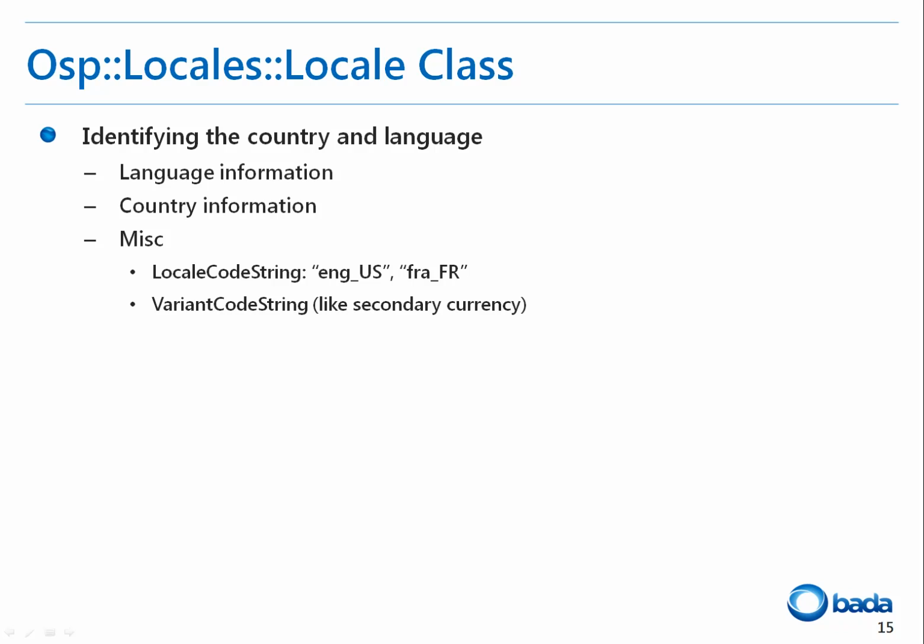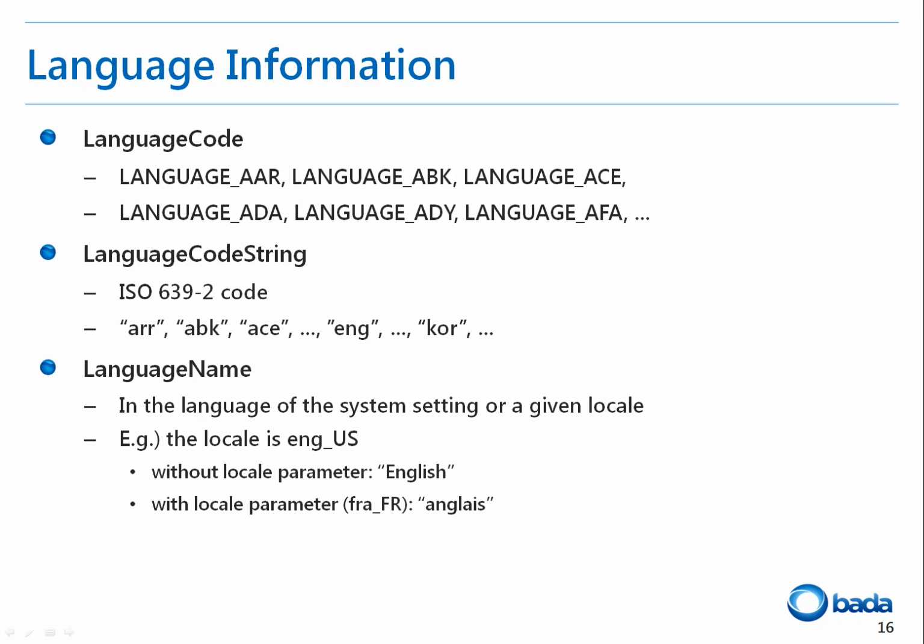The locale class contains information about the region's language and country. The locale class is created using the language code, the country code, and additionally, a variant code string. You can get the language code string and language name values from the locale class. The language code is an enumerated value. The language code string is the ISO 639-2 string representation of the language code. Finally, the language name string contains the name of the language.